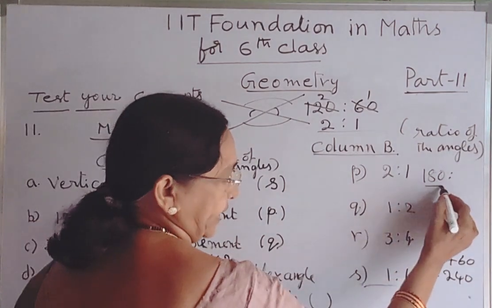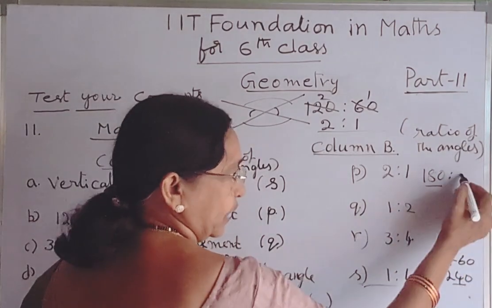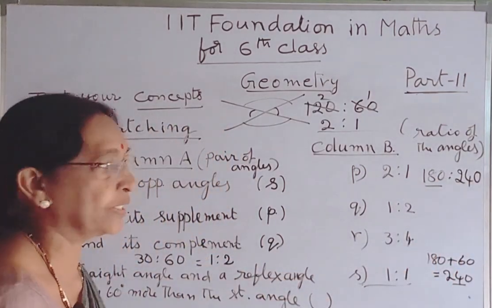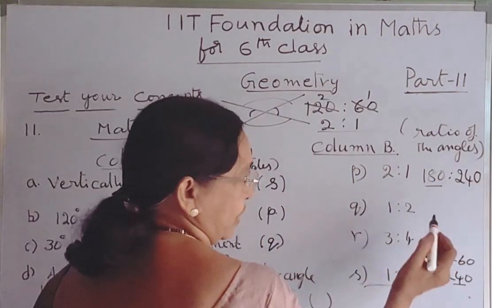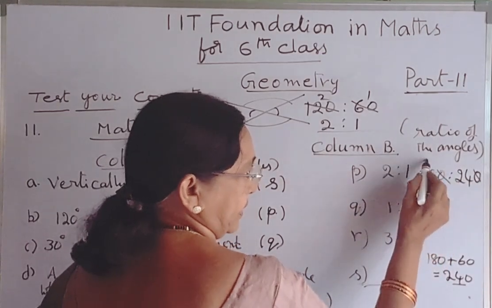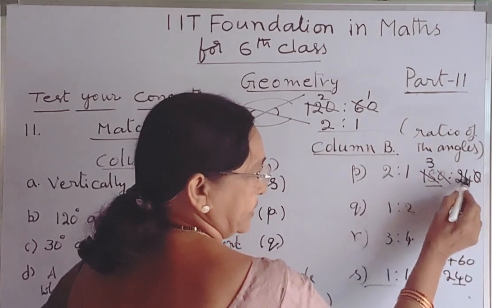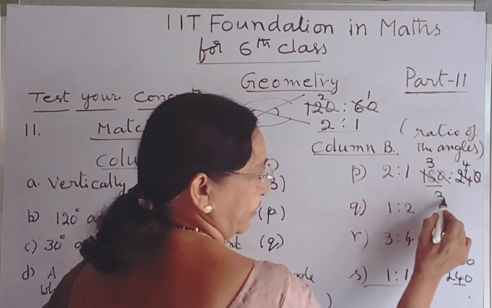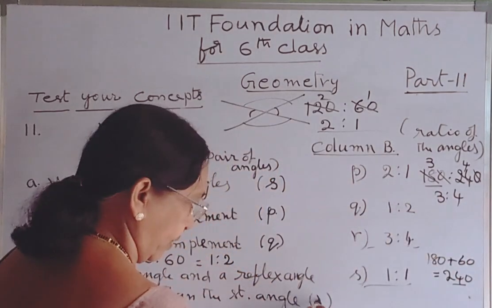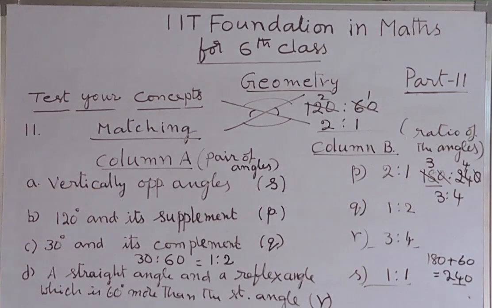Therefore, the ratio of the straight angle and the reflex angle which is 60 degrees more than the straight angle is 180 to 240. 60 threes are 180, 60 fours are 240. Therefore, the ratio is 3:4, so R. Thus we can find the ratios of the pairs of the given angles.